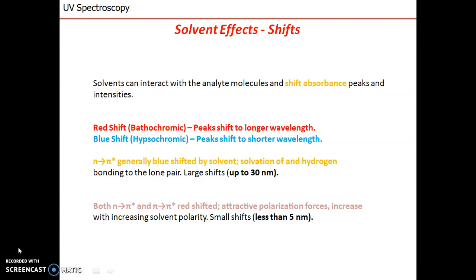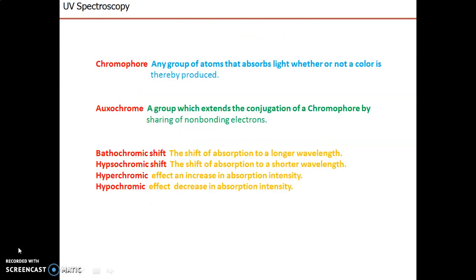So first is the red shift, also called the bathochromic shift. This shift happens towards the longer wavelength. If any compound, when dissolved in a particular solvent, shows absorption towards the longer wavelength, then this is called red shift. When the peak shifts towards the shorter wavelength, then it is called blue shift.